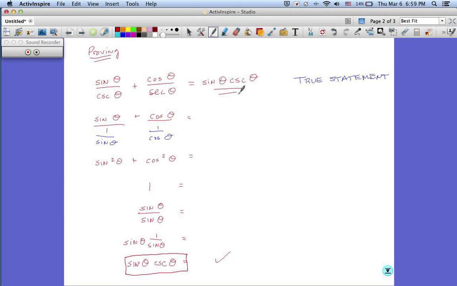Okay. These take practice, but you'll find them gratifying and satisfying at the end when you complete proving an identity. Good luck. See you on the other side. Have a good one.